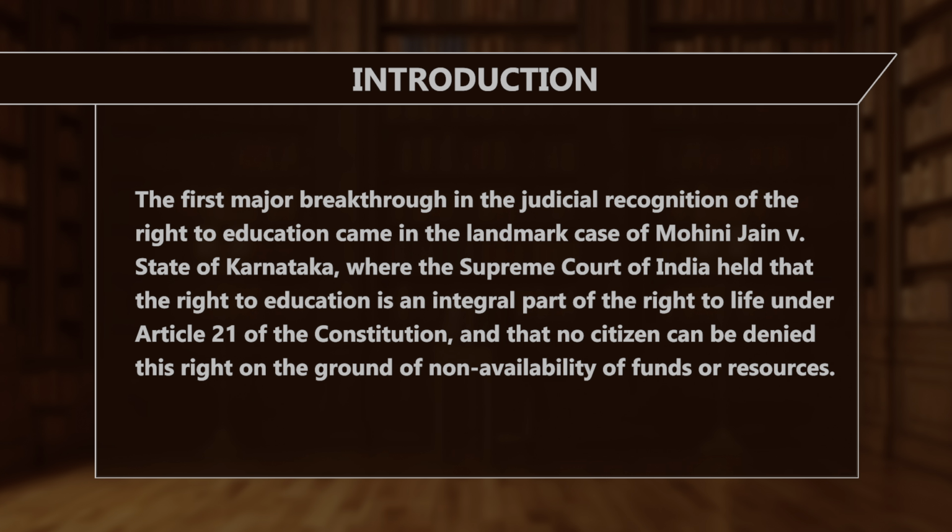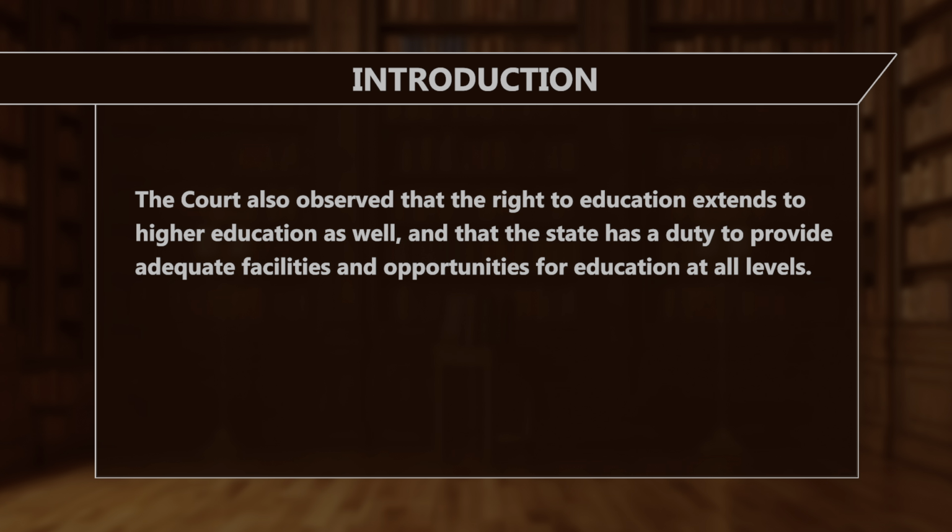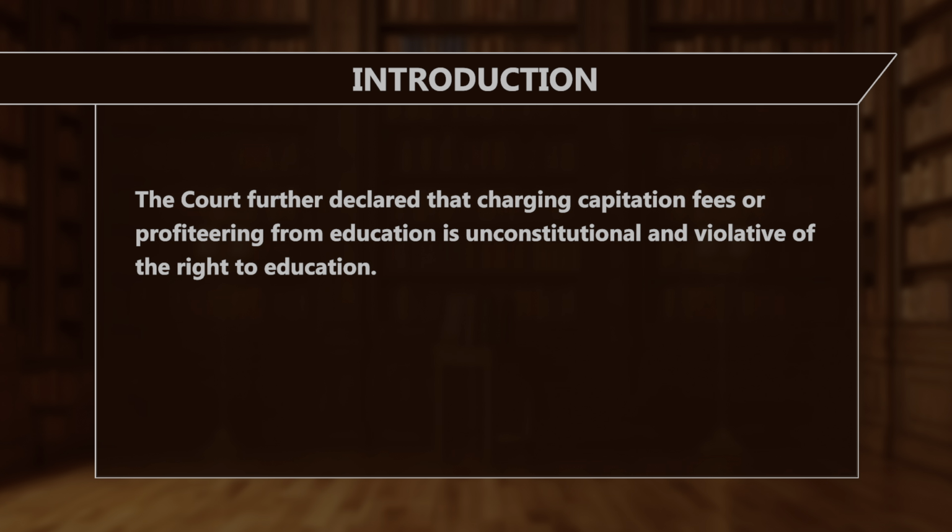The first major breakthrough in the judicial recognition of the right to education came in the landmark case of Mohini Jain versus State of Karnataka, where the Supreme Court of India held that the right to education is an integral part of the right to life under Article 21 of the Constitution, and that no citizen can be denied this right on the ground of non-availability of funds or resources. The court also observed that the right to education extends to higher education as well, and the state has a duty to provide adequate facilities and opportunities for education at all levels. The court further declared that charging capitation fees or profiteering from education is unconstitutional and violative of the right to education.